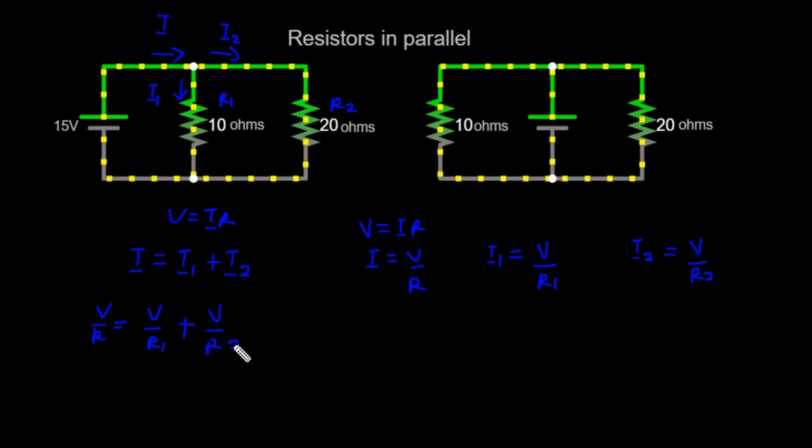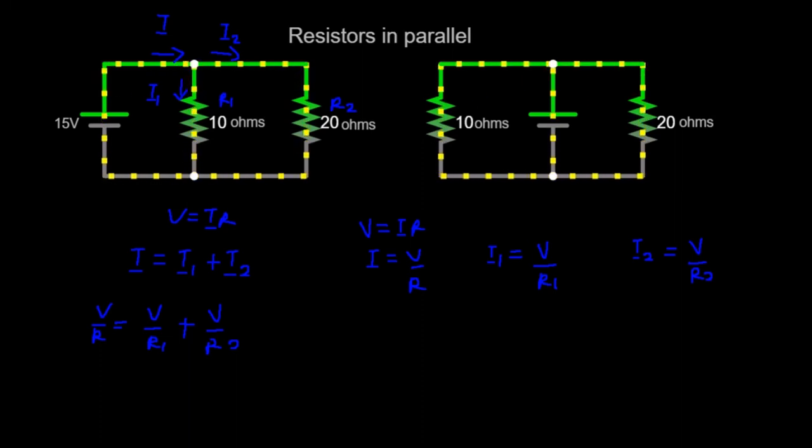This is what I have here. From here, you see that the voltage V is common to these two terms, so I'm going to factor that out. That will be voltage over resistance equals voltage, out of the bracket, 1 over R1 plus 1 over R2. That's what I have here.